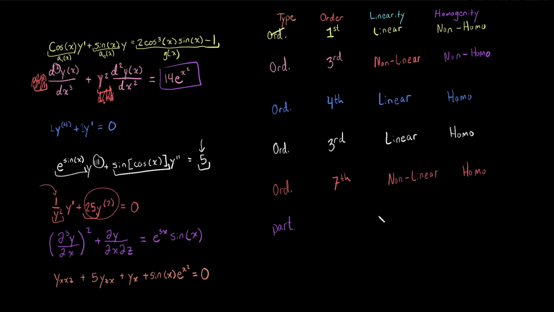This is a partial differential equation. Now, if we look at the order, it is going to be our highest derivative. So we have our third partial derivative right here. Third partial, this seems to be the highest one. So this is indeed a third order differential equation.